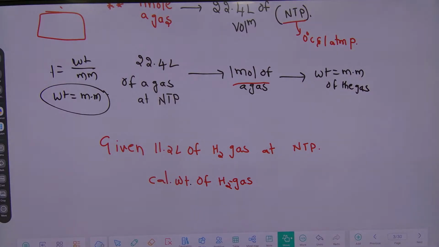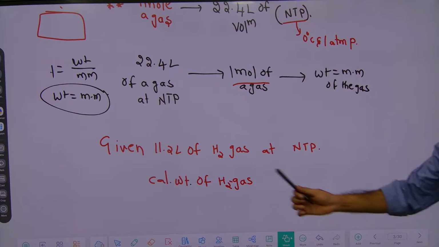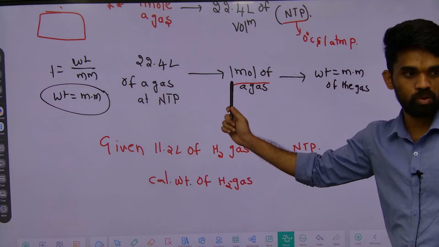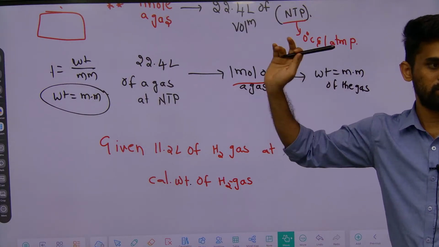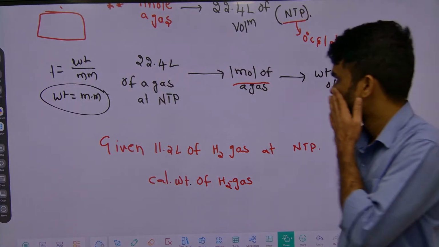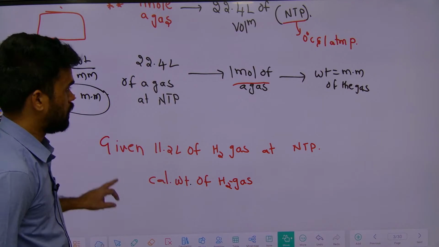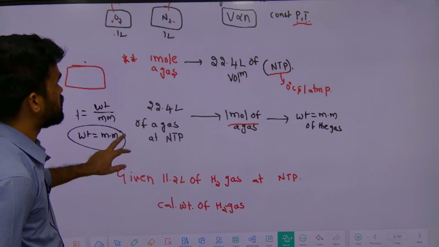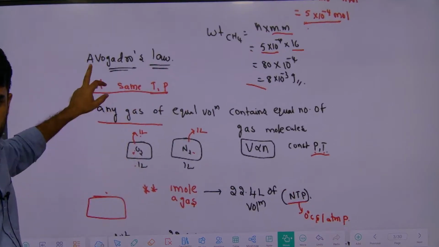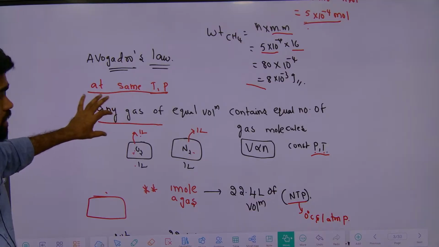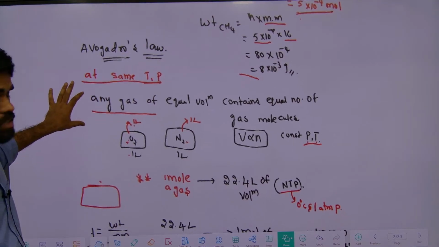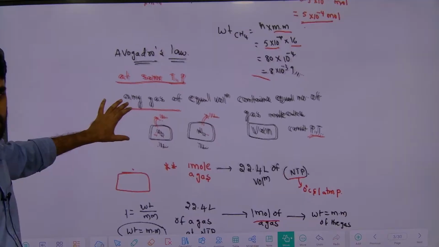Whatever may be the thing they are asking, first convert volume to number of moles, then to given weight. Okay, I will tell you if you want this. You just write this first. Avogadro's law, all this thing is written. Just make a note of it first.